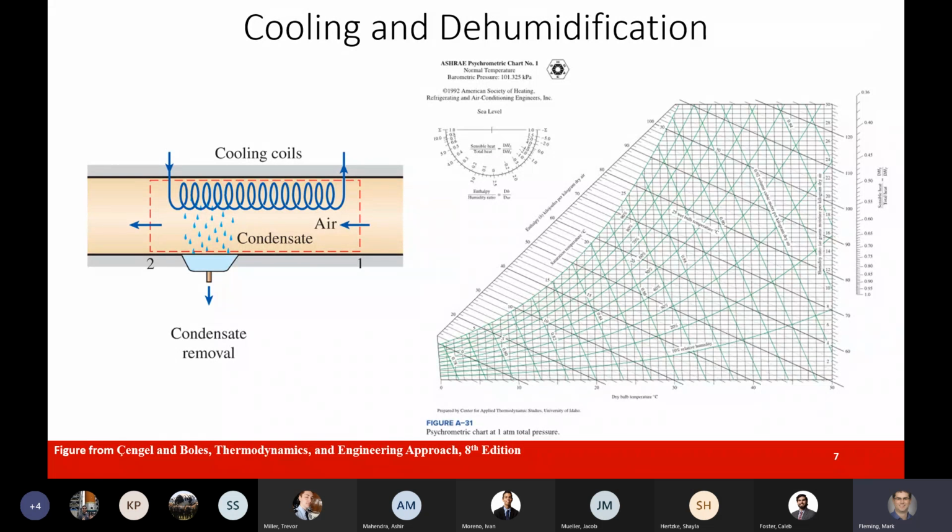So we're going to start today by talking about cooling and dehumidification. We're going to work the example problem that's been posted on Canvas on cooling and dehumidification. And then on Monday, we'll come back to the adiabatic mixing case and work an example problem with the adiabatic mixing. So that is the plan for today.